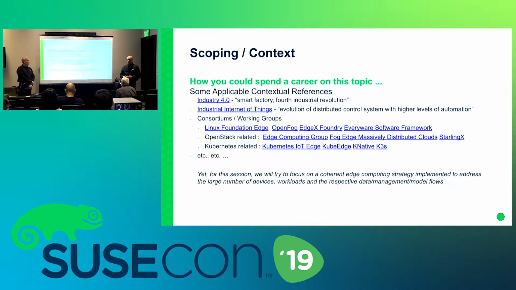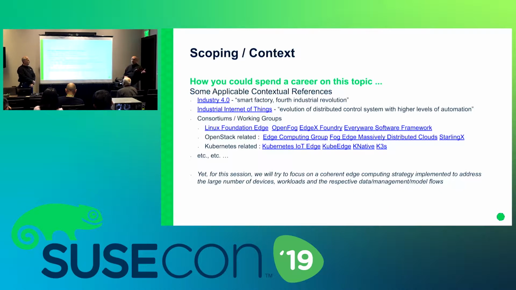There are lots of consortiums, working groups on this topic. If you go to the Linux Foundation, there's the Edge one, you can go to OpenFog, EdgeX Foundry, Everywhere Software Framework. There's lots of places where you can go get information on this topic, okay? There's lots of projects that are working on trying to figure out how to do this. If you want to go down the path of OpenStack, right? Because a private cloud kind of thing, they want to figure out how to extend down to the edge too, how to deal with that latency, how to spread a compute node way down there.